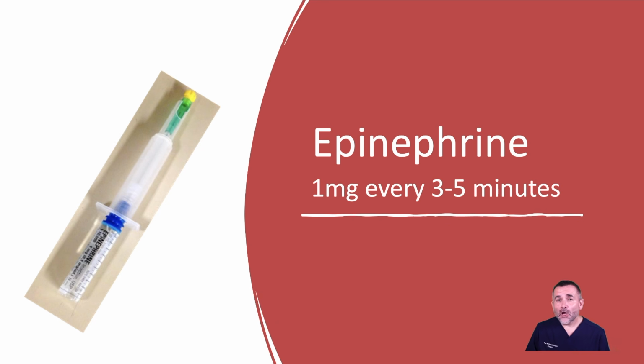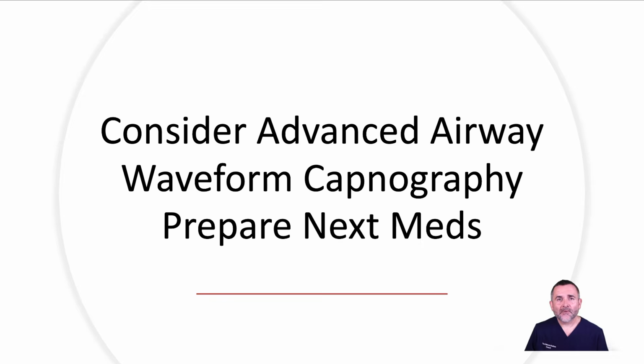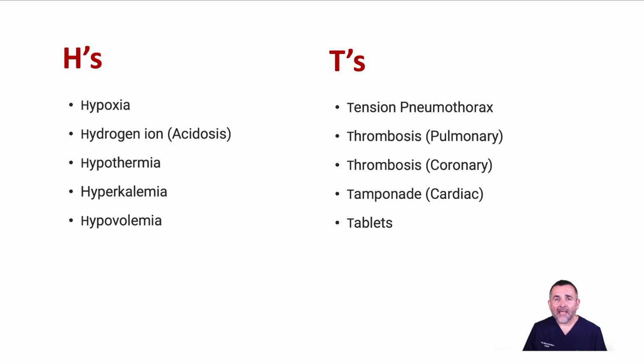In asystole or PEA, we want to give the epinephrine as early as possible, as it's been shown to improve outcomes. Consider an advanced airway with waveform capnography, and don't forget our reversible causes.